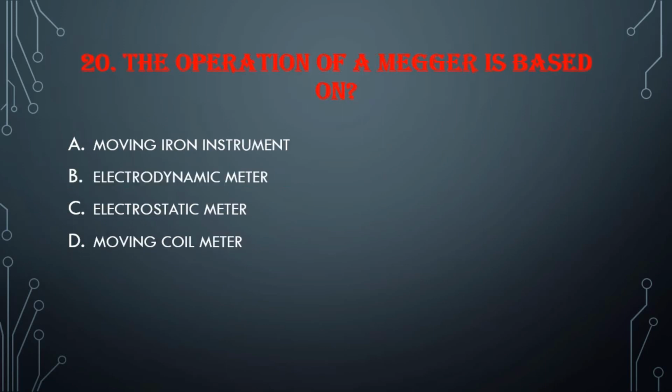The next question for you all, my friends, is: the operation of a Megger is based on. The options are A. Moving iron instrument, B. Electrodynamic meter, C. Electrostatic meter, D. Moving coil meter. And your time starts now.